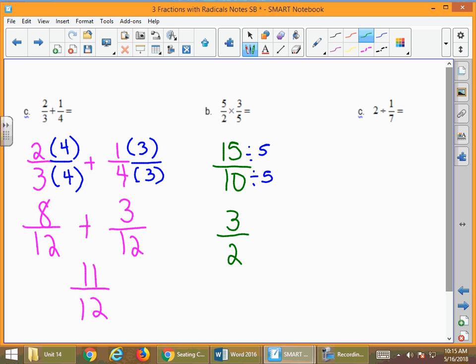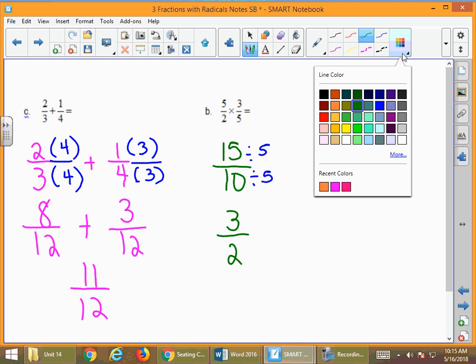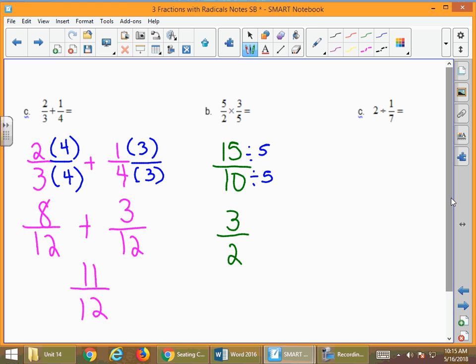Letter C. 2 divided by 1/7. Well, this is going to be 2 over 1. But when dividing, don't ask why, flip the second one and multiply. So it's 2 over 1 times 7 over 1. And 2 times 7 is 14.